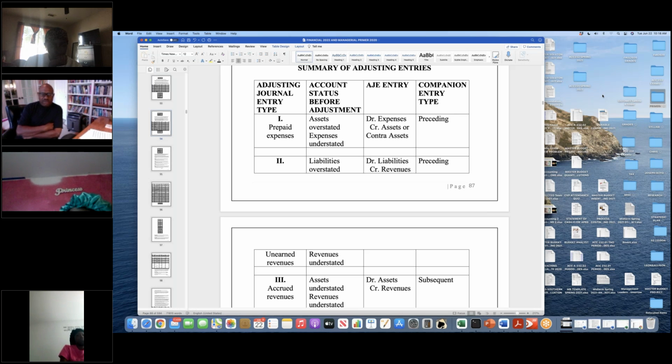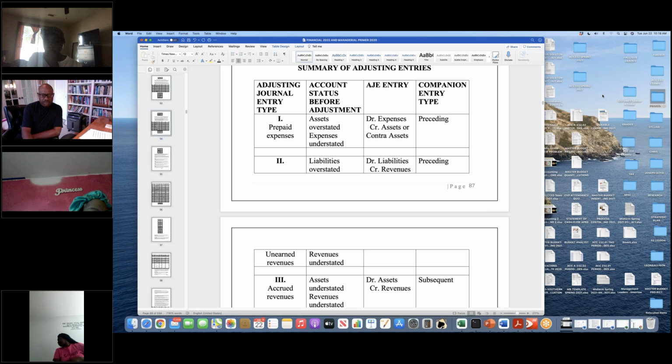But with the accrued revenues, we're talking about the situation of a type 15 and a type 3. As you remember, with a type 15, we perform the work and we earn the revenue, but we collect the cash later. When we do the work, it's a type 15, debit accounts receivable and credit sales. And then when we collect the cash, it's a type 3 where we debit cash and credit accounts receivable.